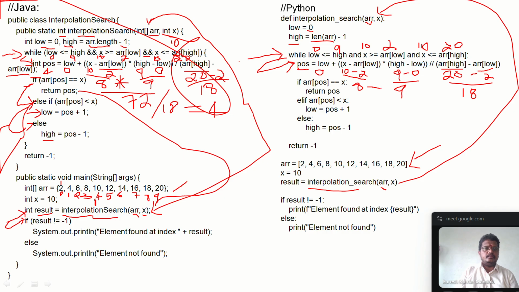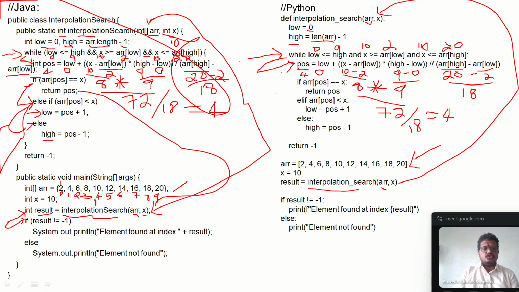Here 8 into 9 is 72. 72 divided by 18: what answer do we get? 4. So the index position will be stored with 4.